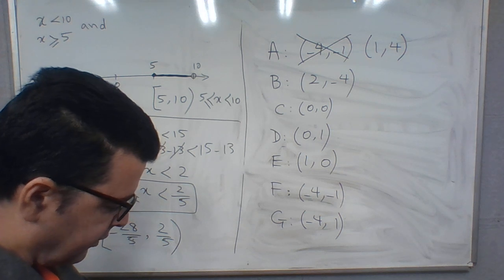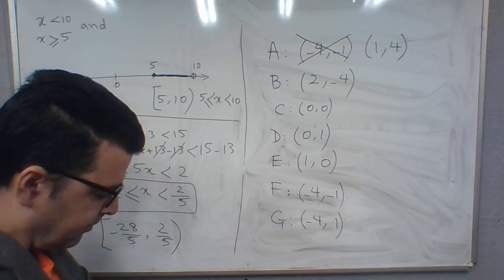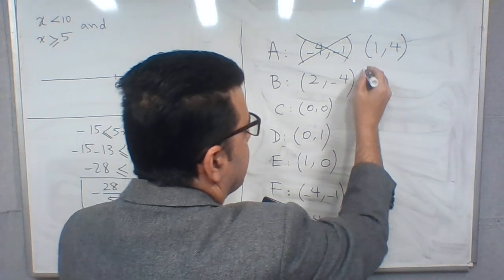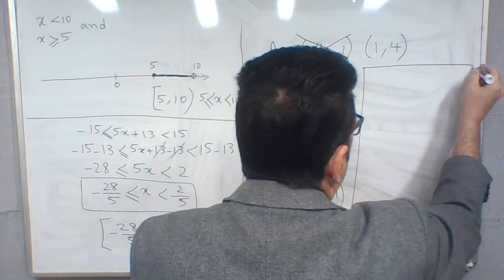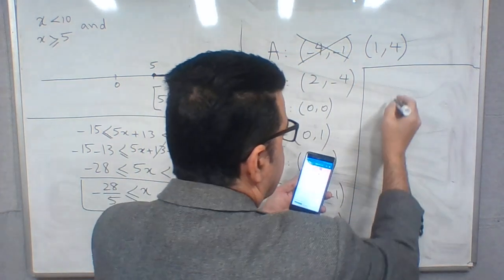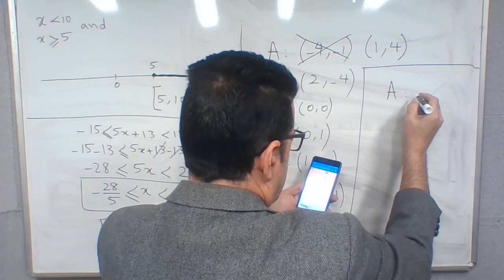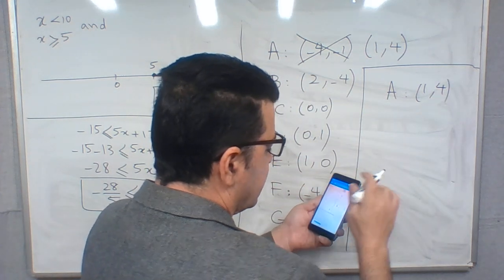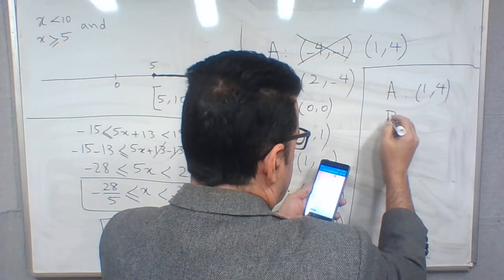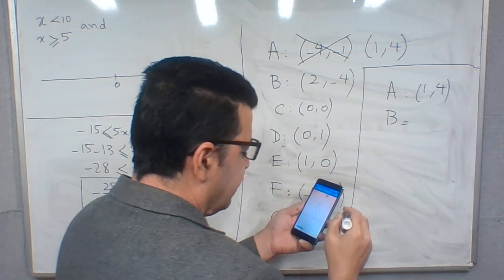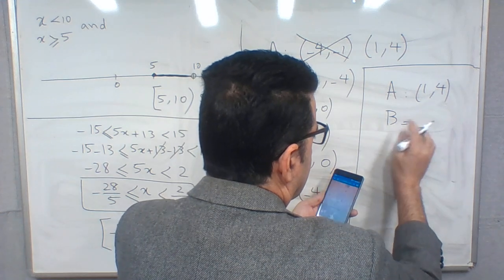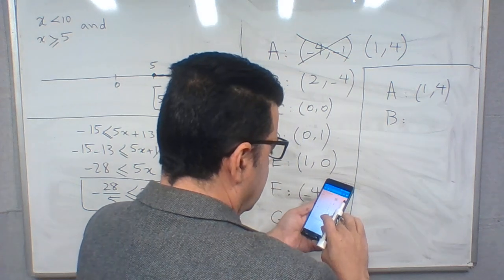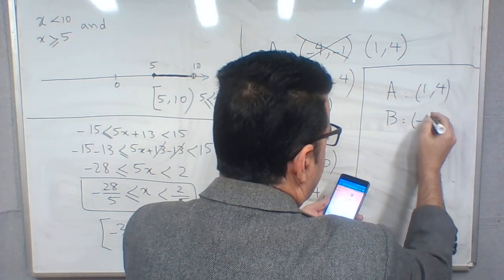Okay, number 95. Identify the points from the graph above. Problem 95. So A is 1 and 4, 1 unit to the right and 4 units up. B is 1 unit to the left and 4 units down. So it is -1 and -4.